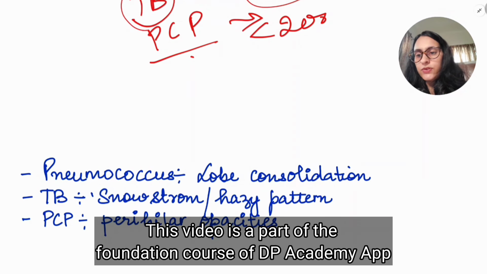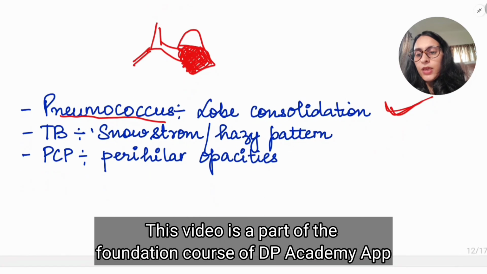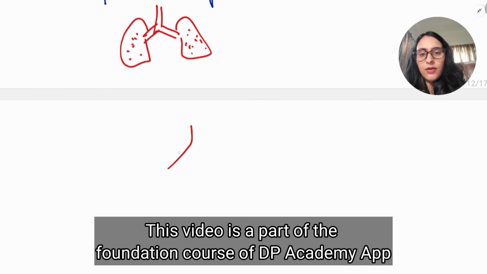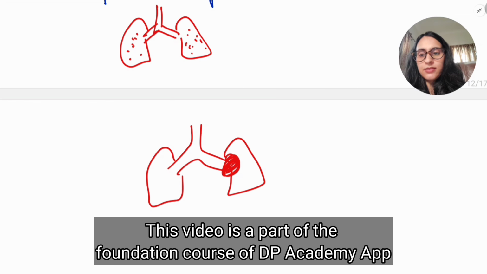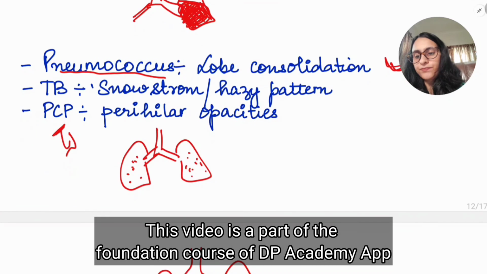So if the person is having pneumococcus, if you look at the radiological features, the Streptococcus pneumoniae is going to show lobar pneumonia. That is, one entire lobe is consolidated. That is a lobar pneumonia. So lobe consolidation is seen. If you see a snowstorm appearance, then it is suggestive of TB. And if you see perihilar opacities, then it is suggestive of Pneumocystis carinii.